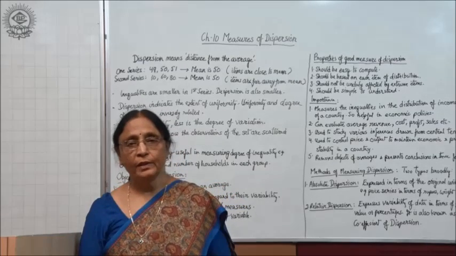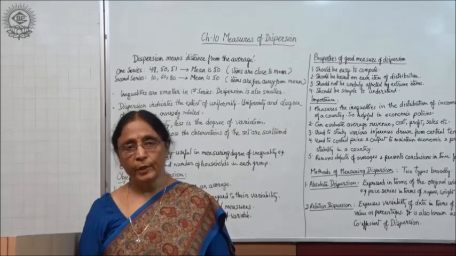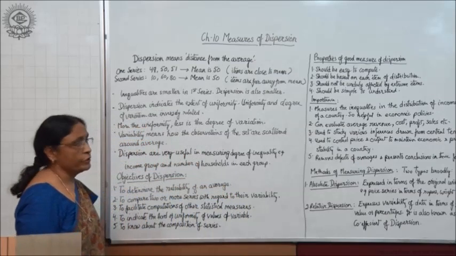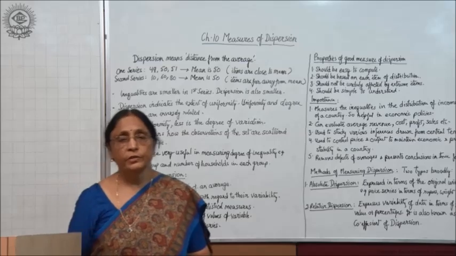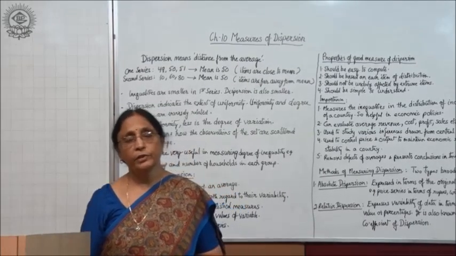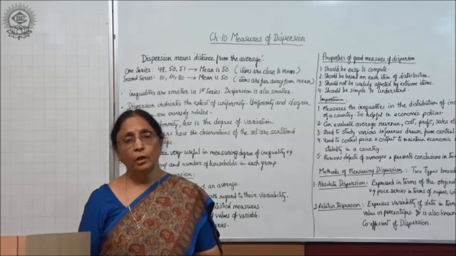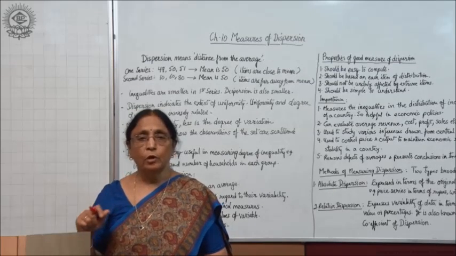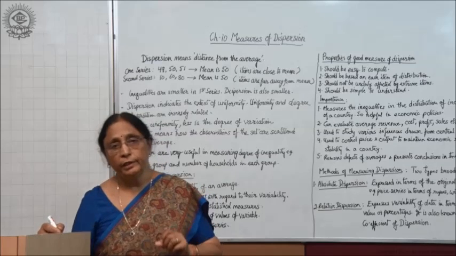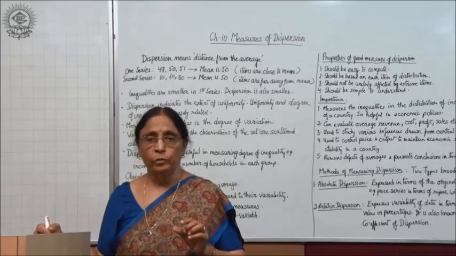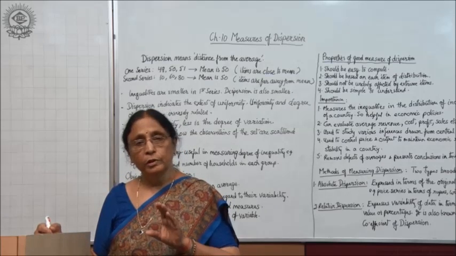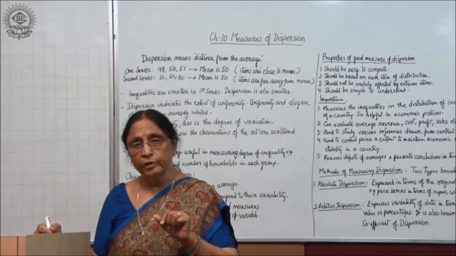Good morning, children. Now we will proceed to the next chapter, that is chapter number 10, measures of dispersion. Previous chapters were dealing with measures of central tendency, in which you have basically studied how to find out the averages of a given series. Now averages, as you have done earlier, give you the central value around which all the values revolve, or they are spread along with the central value.